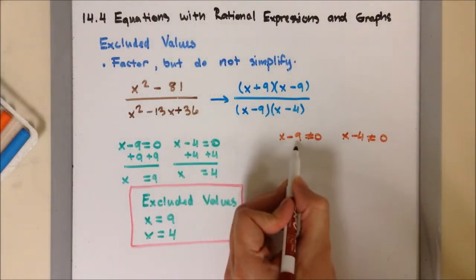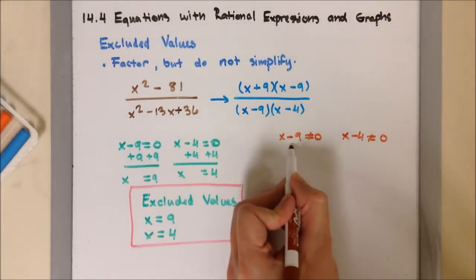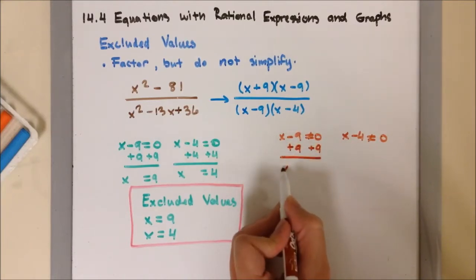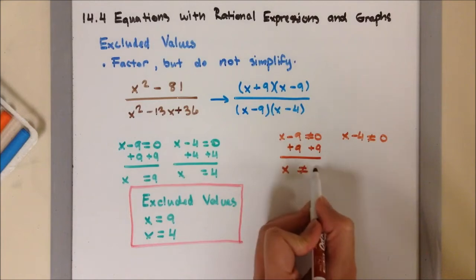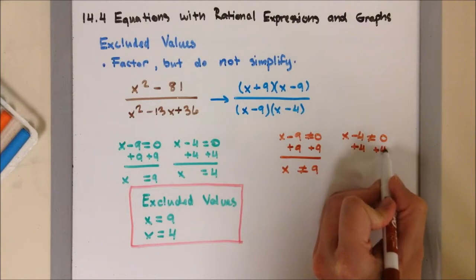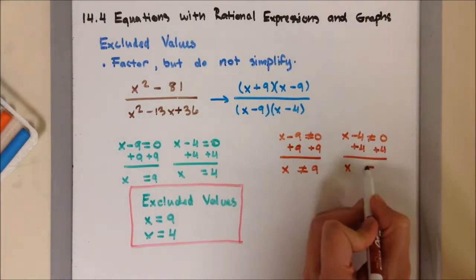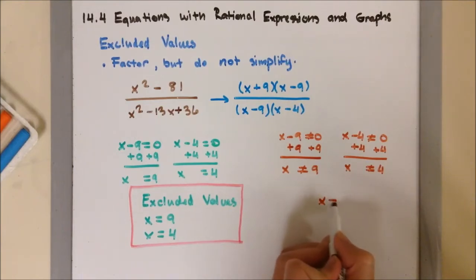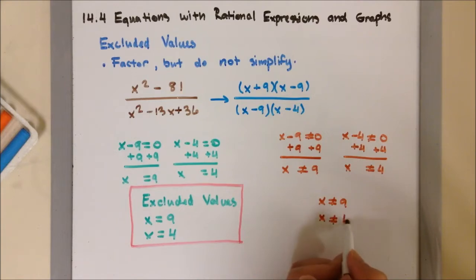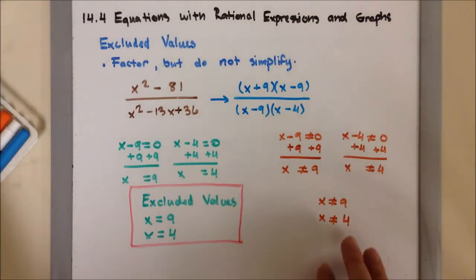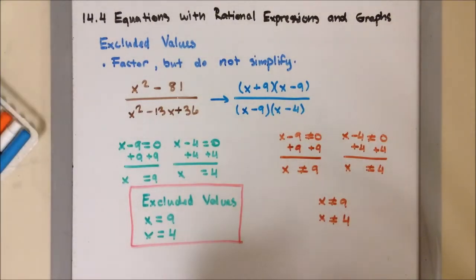And the same thing as what we did over here. I'm going to solve for x, so I'm going to add 9 to both sides. So my first solution is x not equal to 9. Over here, I'm going to add 4 to both sides. x not equal to 4. So my final answer is x not equal to 9 and x not equal to 4. If you're not going to state excluded values, then you can write your final answer in this form.